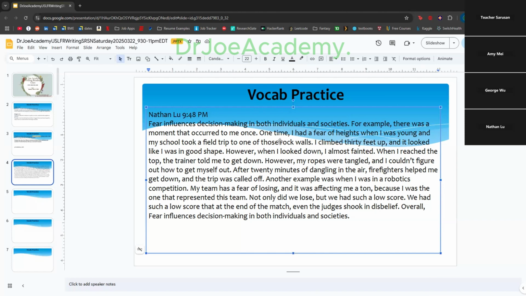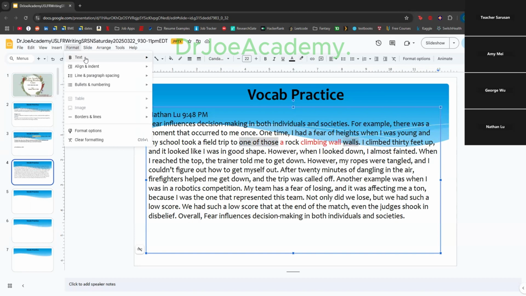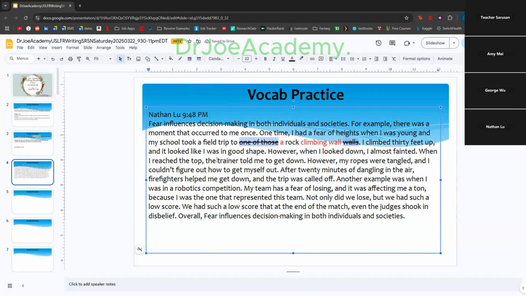Sounds like a rock climbing wall. So took a field trip to a rock climbing wall. Oops, this one and this. And we can cross this out. All right, so I climbed 30 feet up, and it looked like I was in good shape. Same thing here. We don't really need this comma.